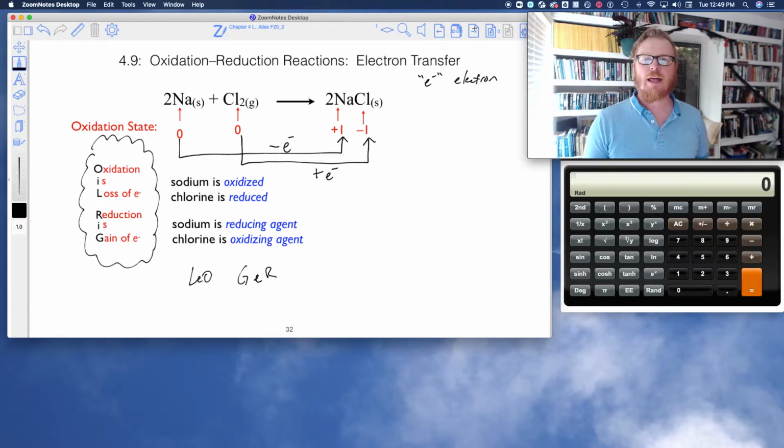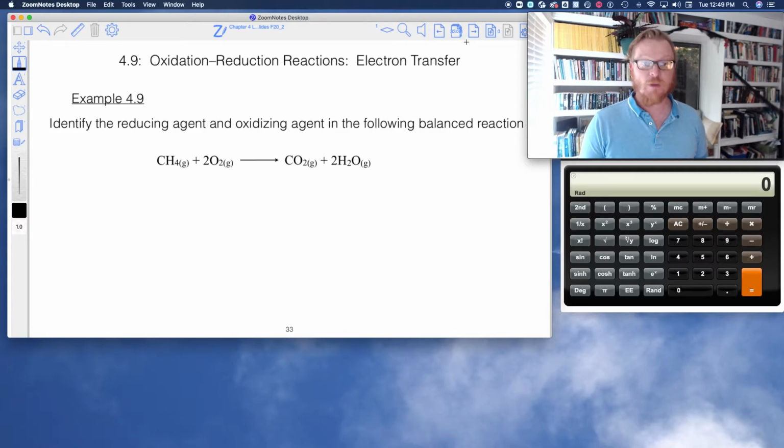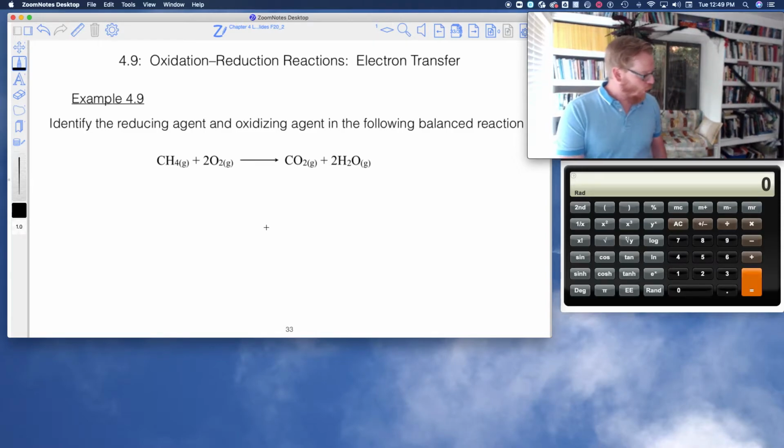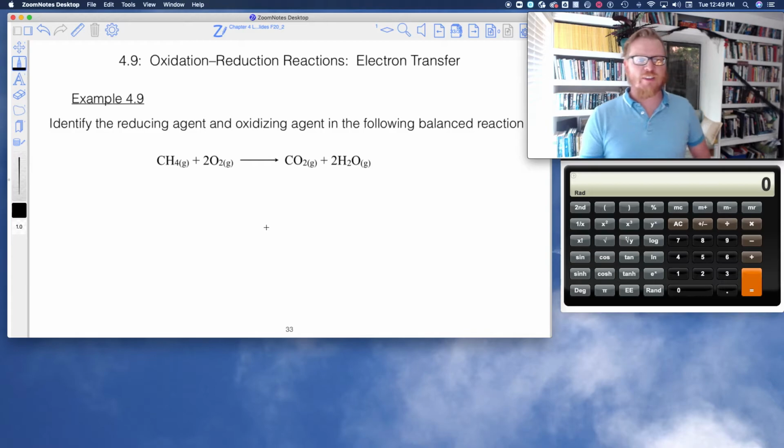Okay, so let's keep going. Okay, so here's an example. Identify the reducing agent and the oxidizing agent in the following balanced reaction. I'm just going to go for it. I'm going to walk you through how I do it. If you want to pause the video and give it a shot for yourself, then go for it. Okay. So first thing that I'm going to do, though, is add up the oxidation states.